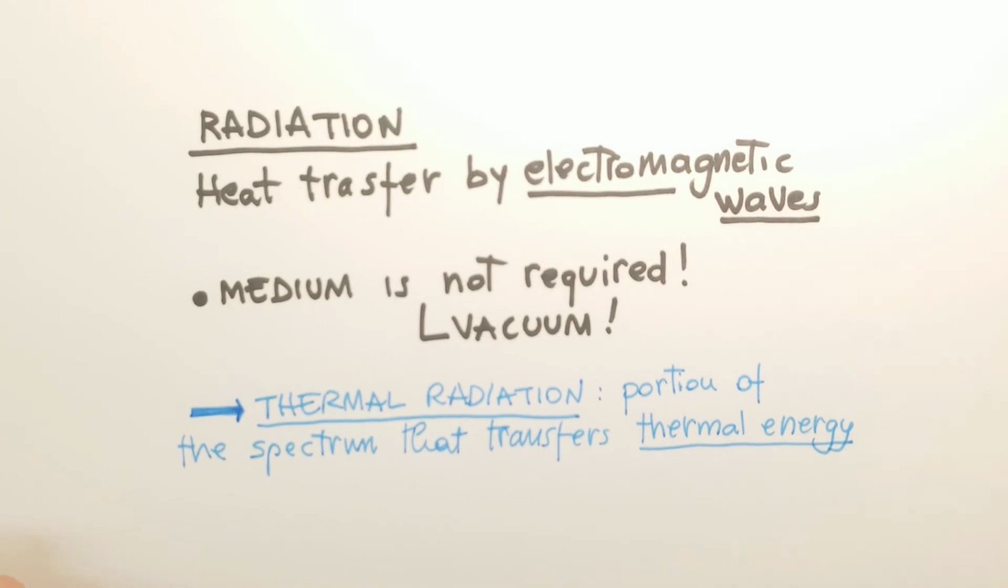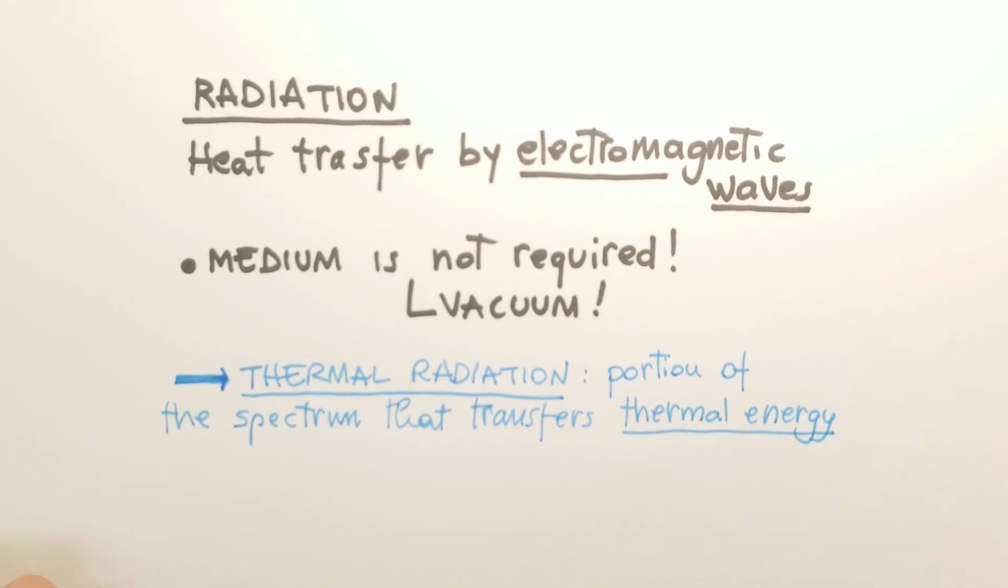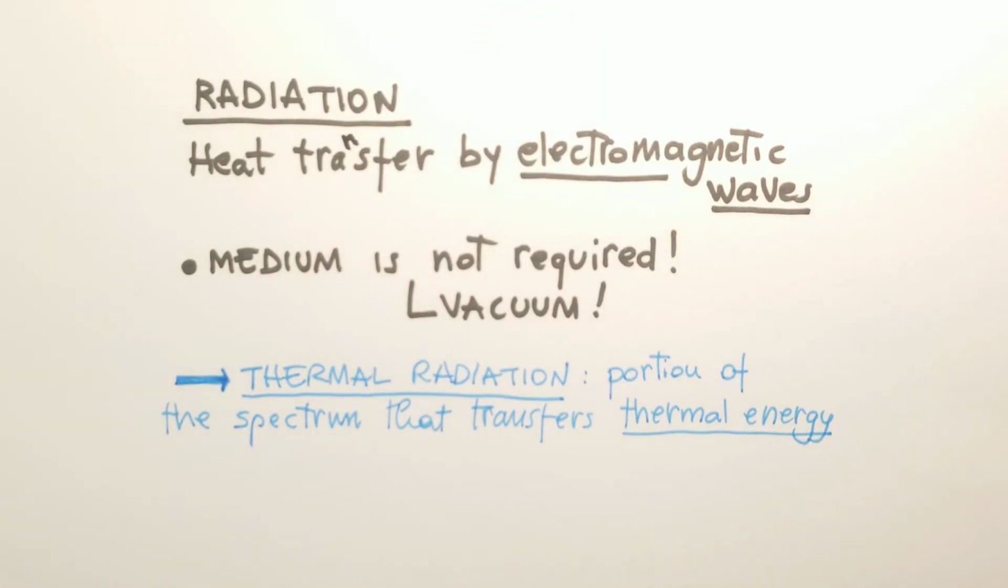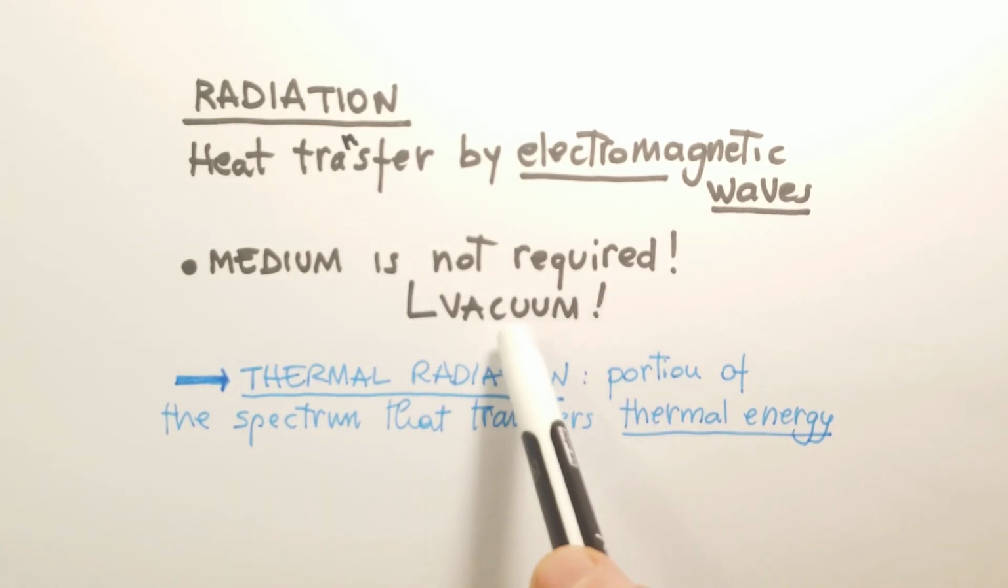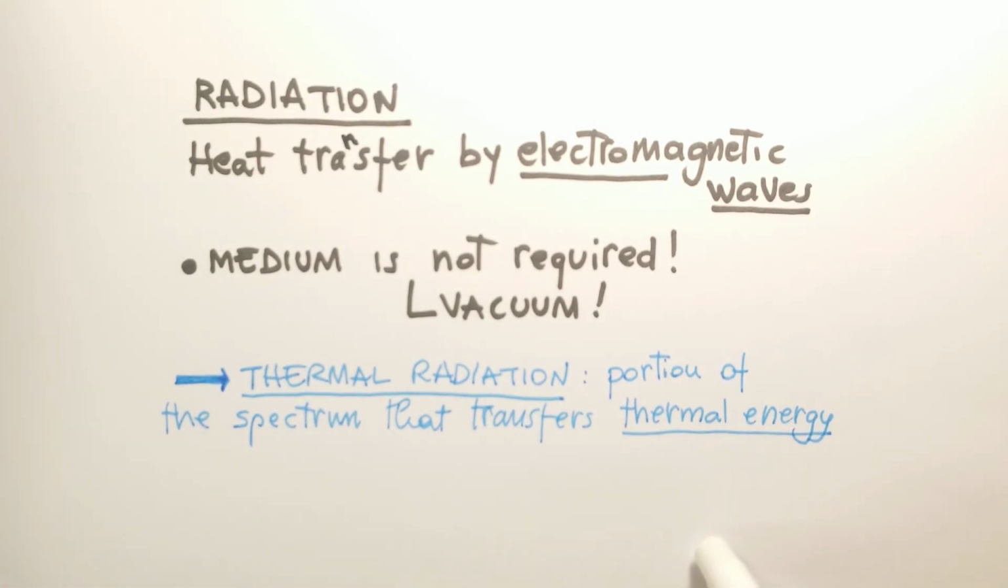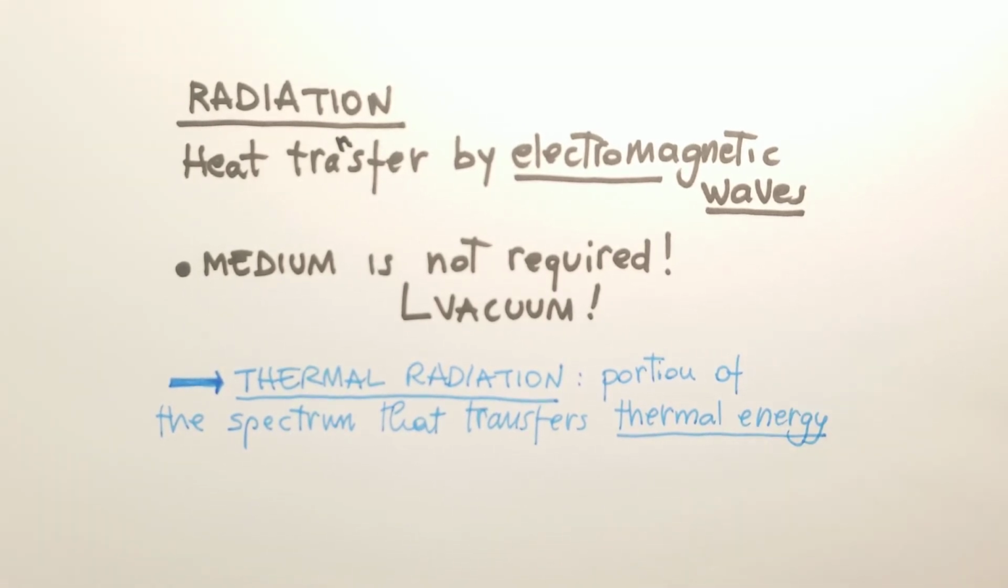We'll be studying also radiation. So radiation is heat transfer by electromagnetic waves. It's important to stress that a medium is not required, so we can have radiation by electromagnetic waves in a vacuum. And we are particularly interested in thermal radiation, so the portion of the spectrum of electromagnetic waves that transfers thermal energy.